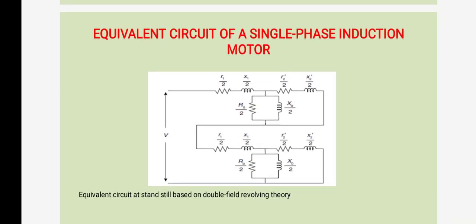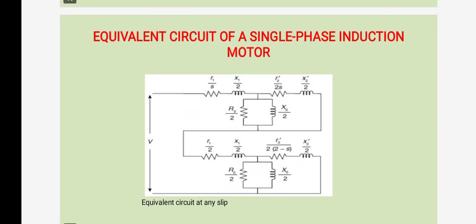There is an equivalent circuit of the single phase induction motor. This is the equivalent circuit of the single phase induction motor based on the double field revolving theory. One is called the main winding, the other is called the starting winding. Main winding and starting winding. The equivalent circuit of a single phase induction motor, equivalent circuit of a slip ring induction motor.